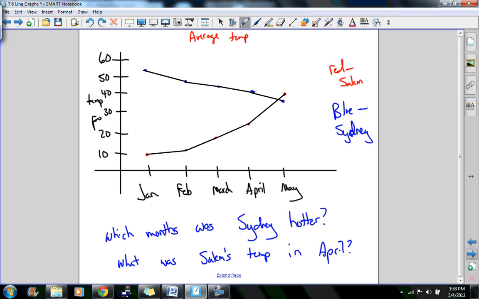And these are what we call double line graphs. The blue line here represents Sydney, Australia, and the red right here represents Salem, South Dakota. Up here is the temperature, and down here on the bottom is the months. And so it asks us a couple questions. Number one, which months was Sydney hotter than Salem? Well, it looks like January, February, March, and April.